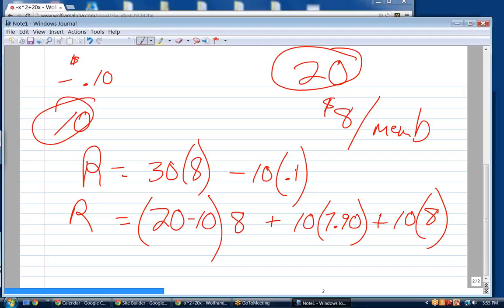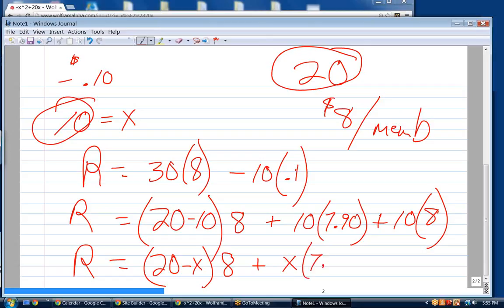Okay, the first one's pretty easy to do with 10 new members. So if I say that's X, then I really can write the revenue function as (20 minus X) times 8, plus X times 7.90, plus X times 8.